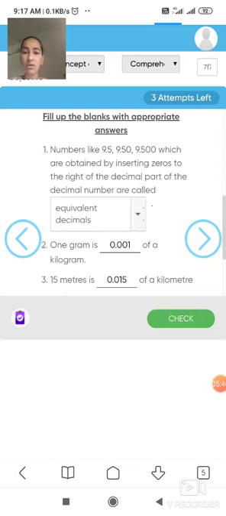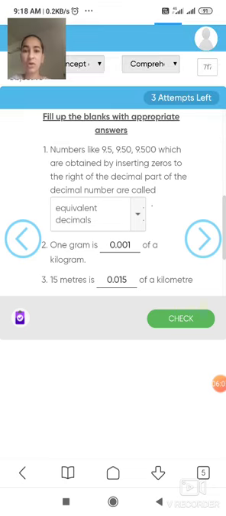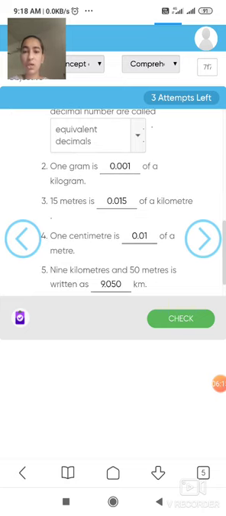How much are they? 1 gram is 0.001 of a kilogram. That means 1 gram is equal to 1 upon 1000. 1 upon 1000 is written as 0.001. And 15 meters is 15 by 1000, so it is 0.015.